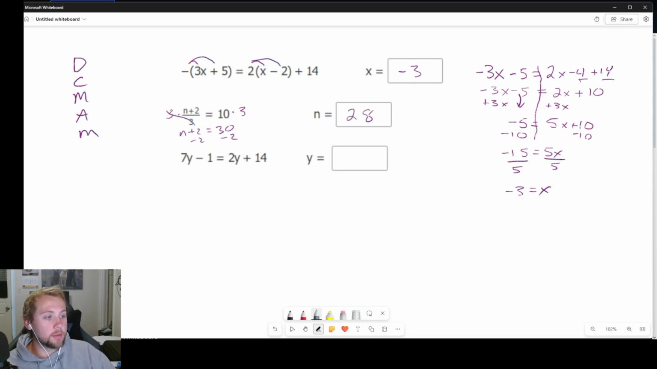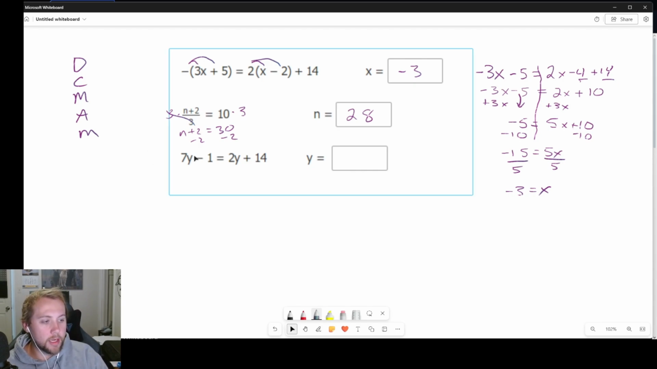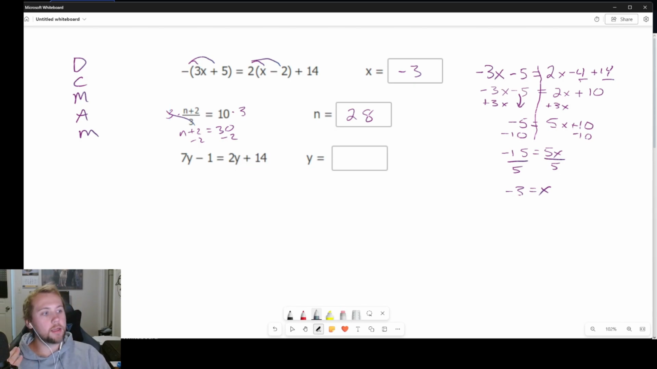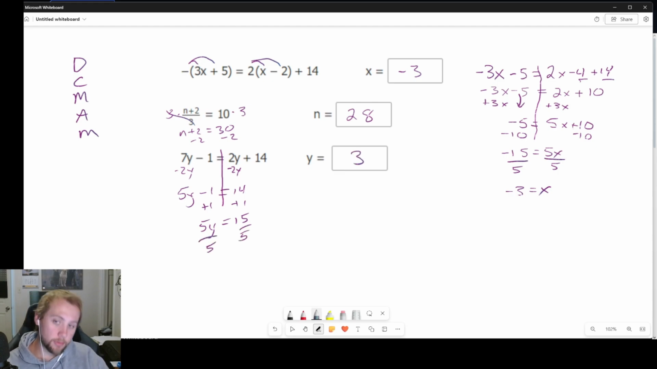Then our last problem, we have no distribution. We have no like terms to combine because I can't combine this 7y and this 1, or this 2y and this 14, because one has a variable and one does not. So we have to move our variable. So to move our variable, again, you could subtract 7y from both sides, but I'm going to subtract 2y because it's going to give us a positive number. 5y minus 1 is equal to a 14. I then have to add 1 to both sides to get 5y all by itself. It's equal to a 15. Divide by 5. Divide by 5. And 15 divided by 5 is 3.